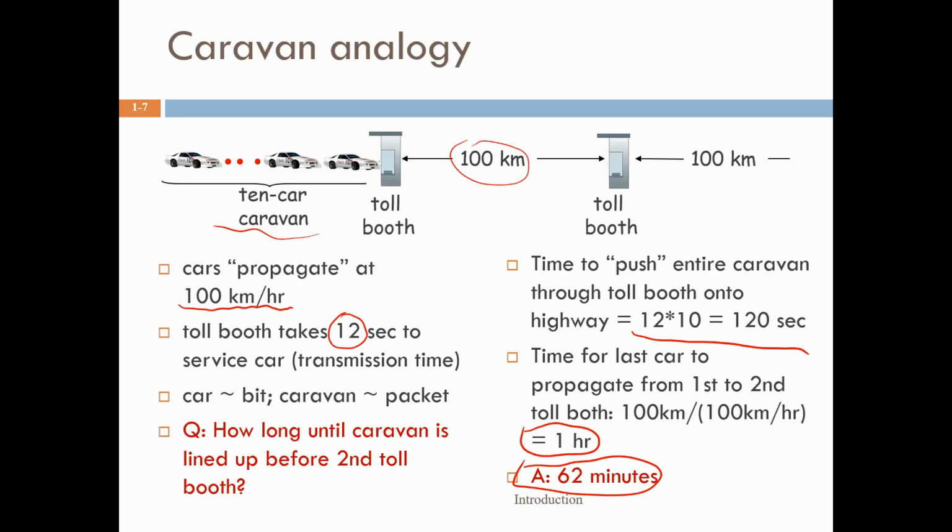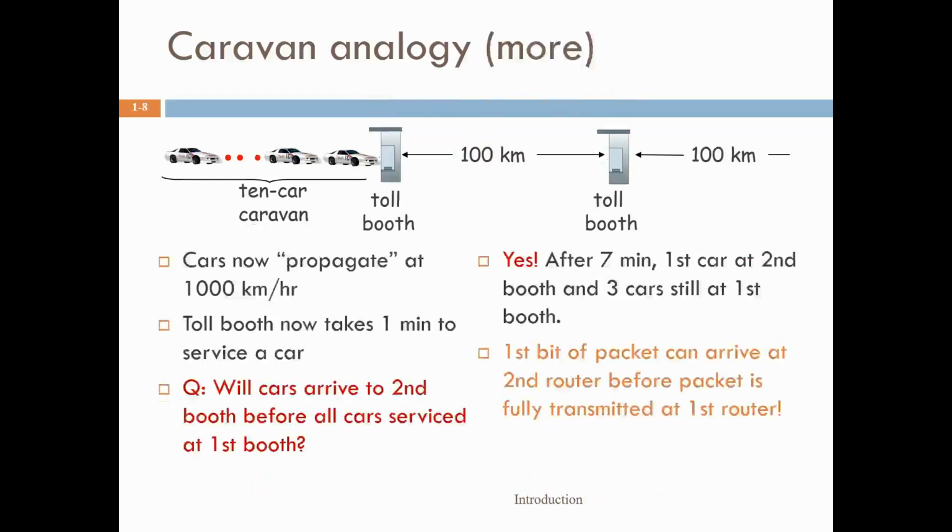Here, you can see the transmission delay and the propagation delay. The transmission delay is the rate at which the toll booth is pushing out cars. It would be the same as the rate at which a router is pushing out bits, or the rate at which the router is converting bits into electrical signals. And the propagation delay is when the car exits the toll booth and travels over the road, or when a bit is converted to an electrical signal and the electrical signal has to propagate until it reaches the second router. Let's change the example a little bit.